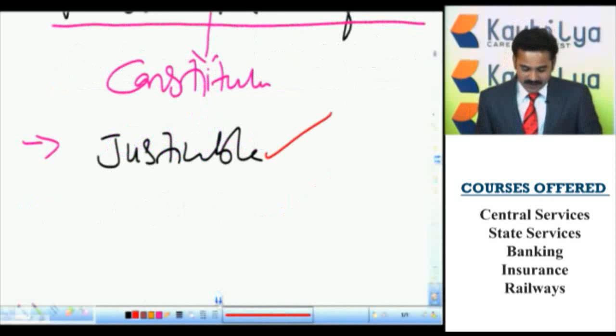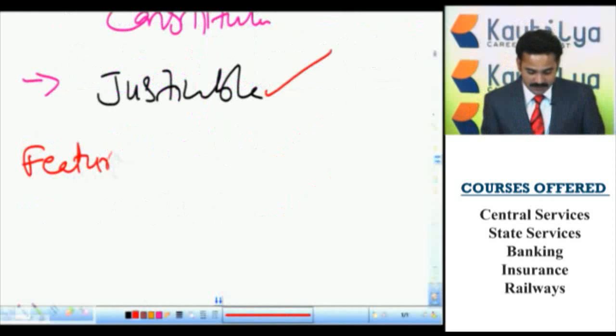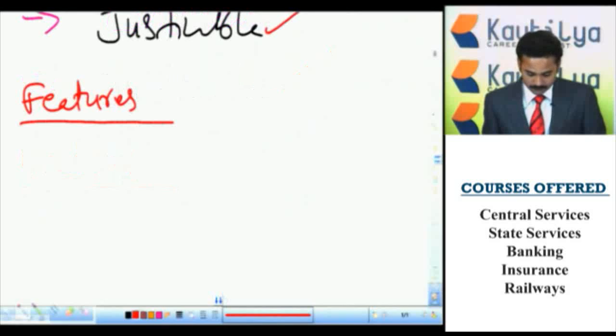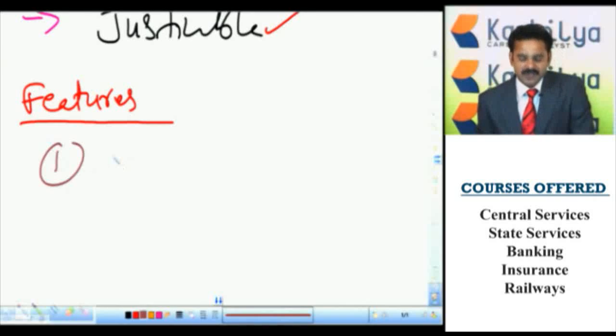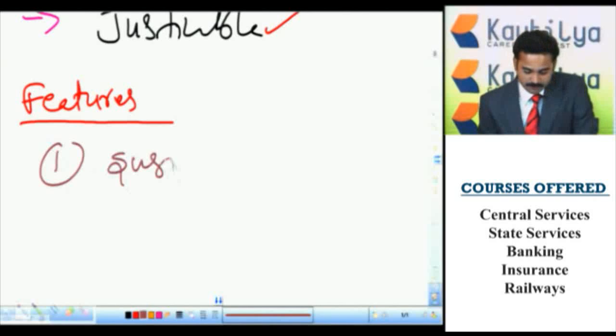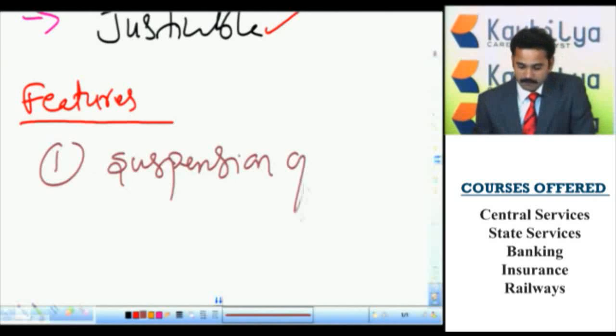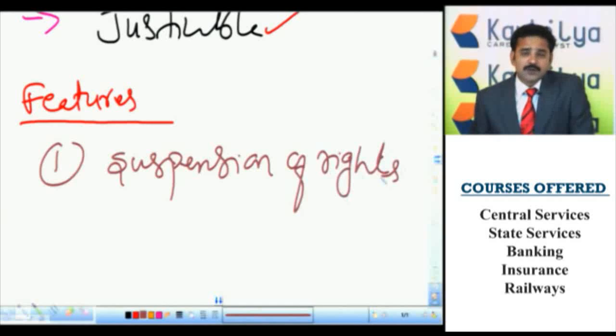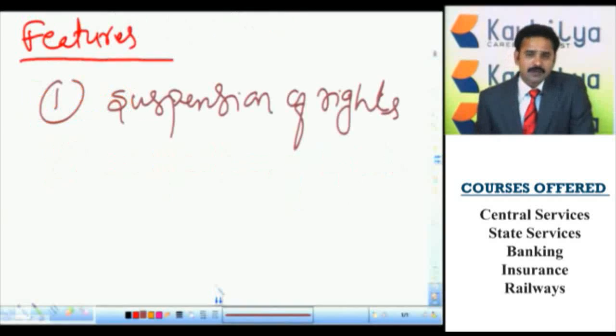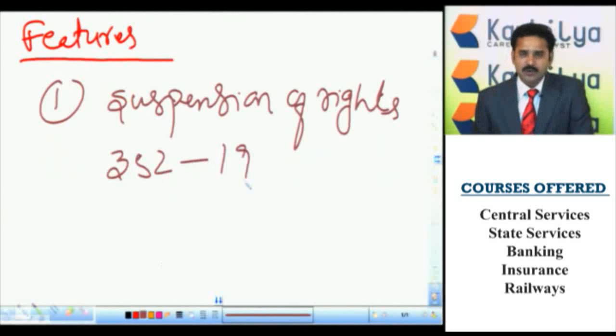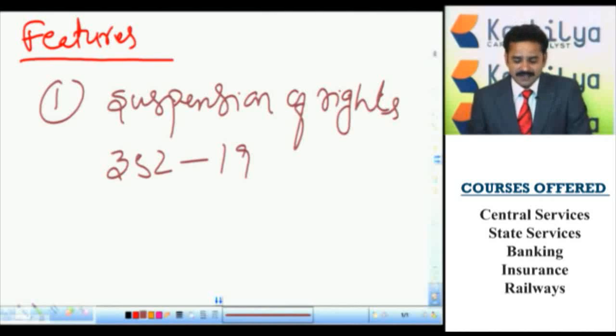Now let us try to understand the features of the fundamental rights. What are the various features of fundamental rights? First one, they are not absolute. That means they are subject to suspension of rights. During the operation of a national emergency under Article 352, the rights guaranteed under Article 19 are automatically suspended. Article 352 not only suspends Article 19, it also suspends Article 32, which means during the suspension of the fundamental rights, a person cannot move to the court for his rights under Article 32.